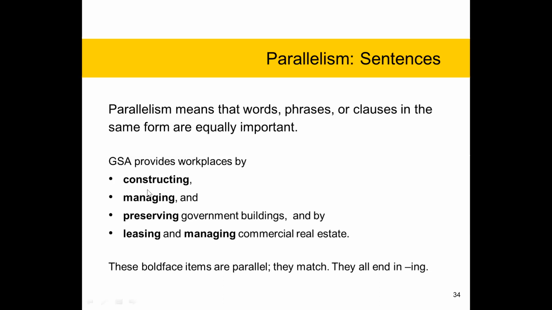So for example, here's a GSA example. GSA provides workplaces by constructing, managing, preserving, and leasing and managing. And the boldface items are parallel. They match. They all end in ing. There's nothing magical about this, but again, the brain looks for patterns, and this is one way that you indicate relationship and hierarchy. These things are all equal.